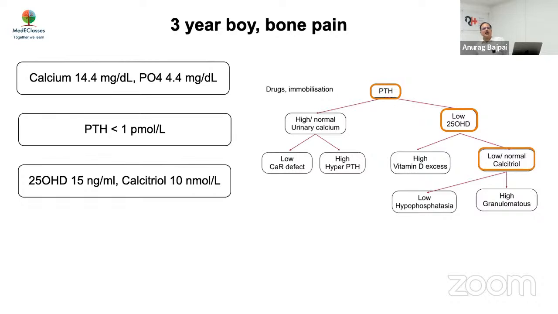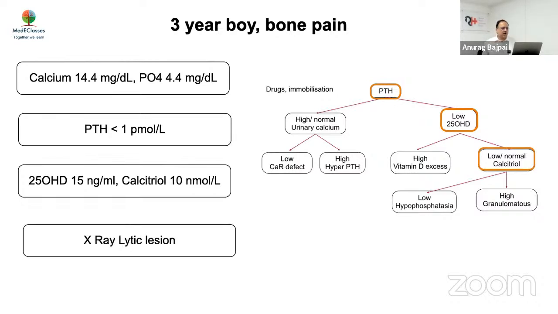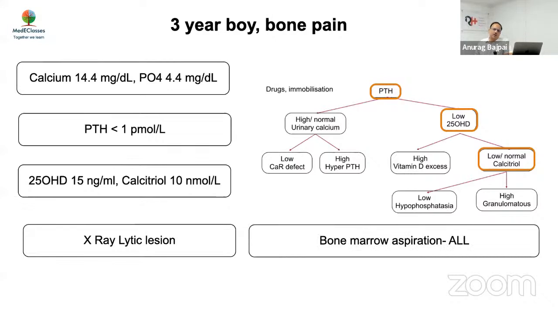So what we are looking at is a rare scenario. What was found was a lytic lesion, which resulted in the diagnosis of a lymphoreticular malignancy, leukemia. So hypercalcemia, though usually endocrine, may also have a significant component of other disorders which we have to be aware of, and that's why we need to be cautious.